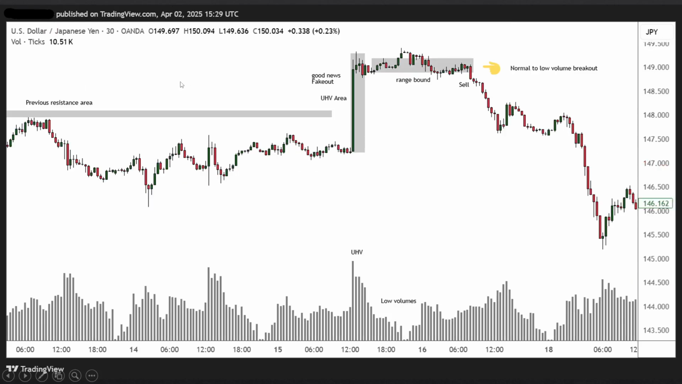This is the USD JPY chart, 30-minute chart. There is a resistance to the left. There was some very good news that came in. Market spiked up. There was ultra high volume. Then market got 2 to 3 buy candles. All candles were getting ultra high volume.